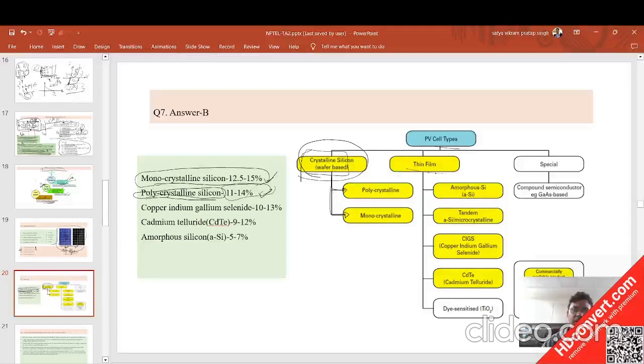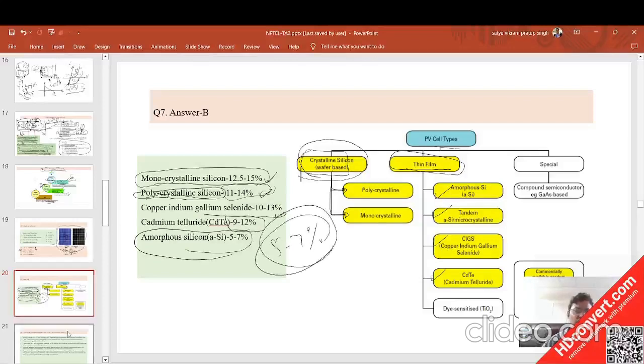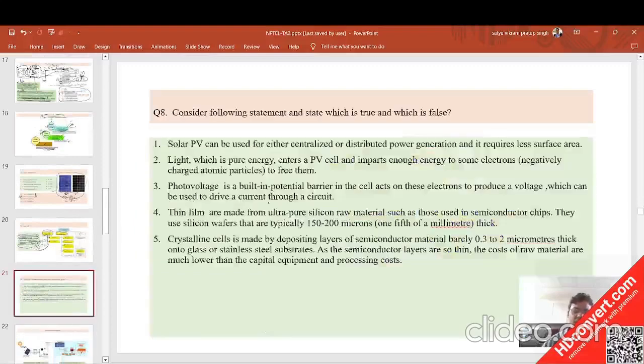And coming to this thin film based technology, that has amorphous tandem based and gallium selenide and cadmium telluride. Also the copper indium gallium selenide has the higher efficiency as compared to cadmium telluride. And at the last, amorphous silicon has the lowest efficiency of 5 to 7%. Okay. Then coming to the next part, certain statements are given, 5 statements are there. You have to find out which is correct and which is false.